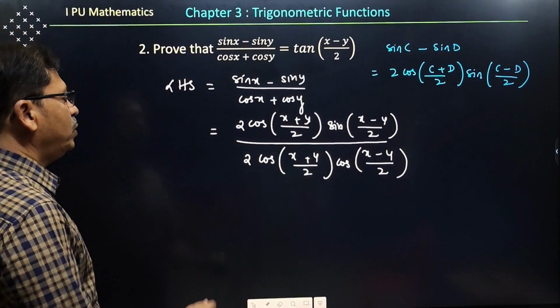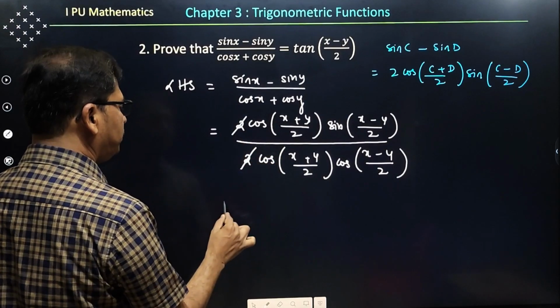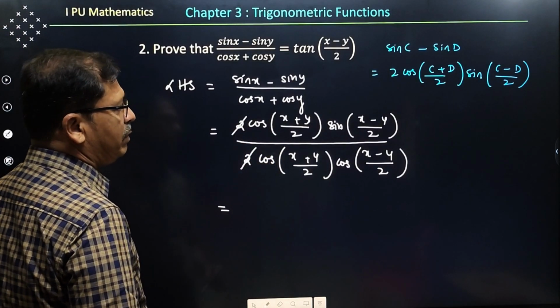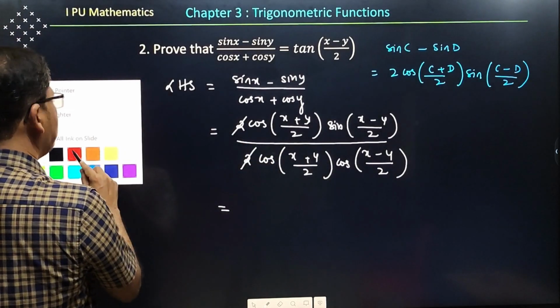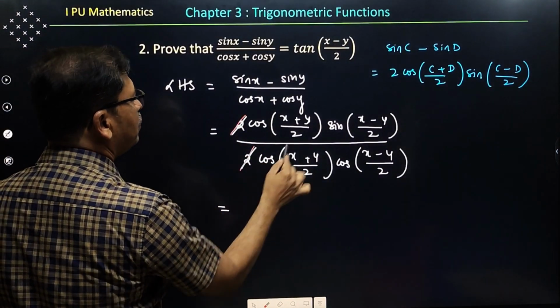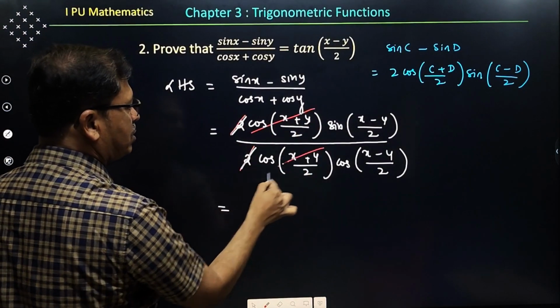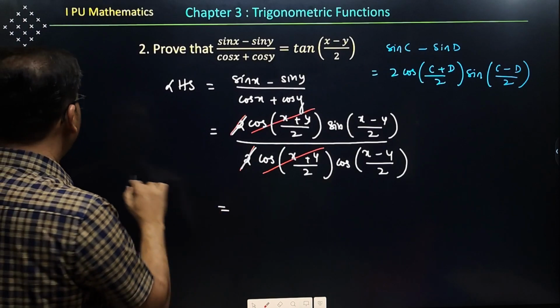Now 2 and 2 can be eliminated. Cos of (x plus y) by 2 in the numerator and cos of (x plus y) by 2 in the denominator, you can totally cancel.